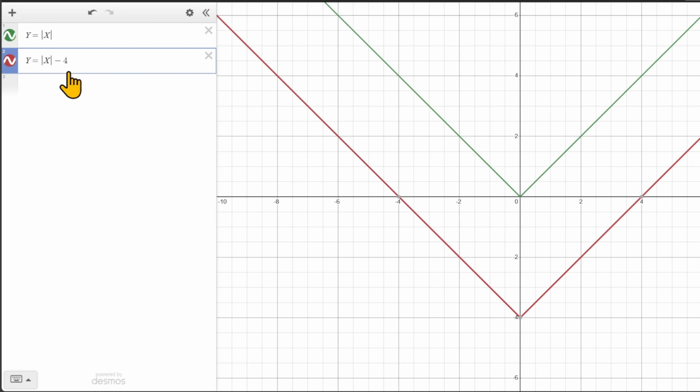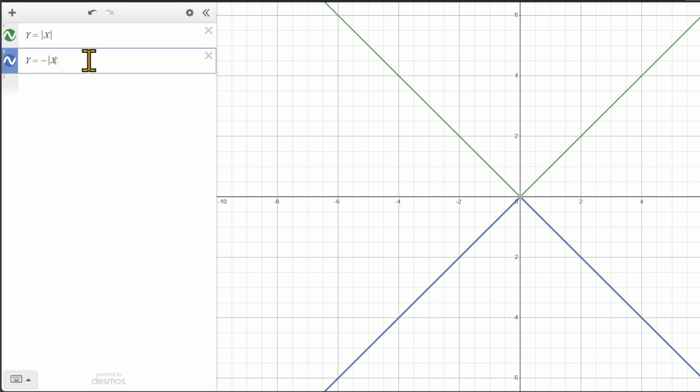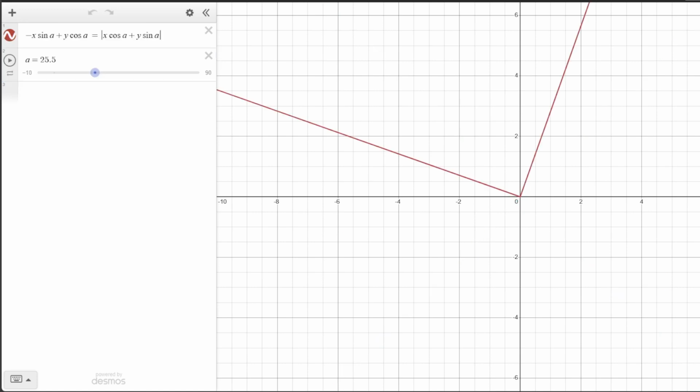Let's take a look at a reflection. So now, for the reflection, I would put minus absolute value of x. And what I see is that I have a reflection across the x-axis by simply putting the minus sign in front of the absolute value of x. In order to rotate an absolute value function would involve a trig manipulation, which is the subject of a separate video, so we'll move on.